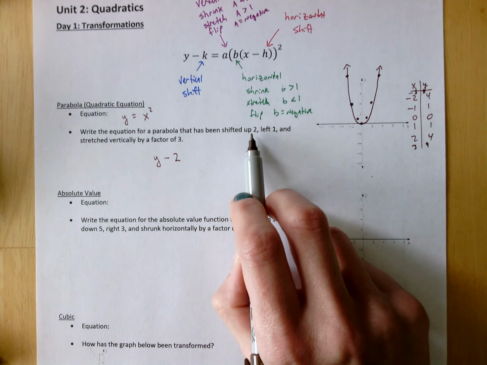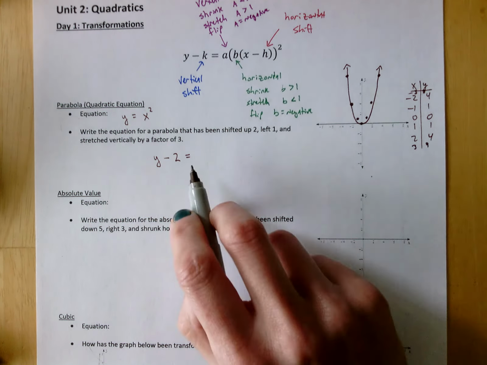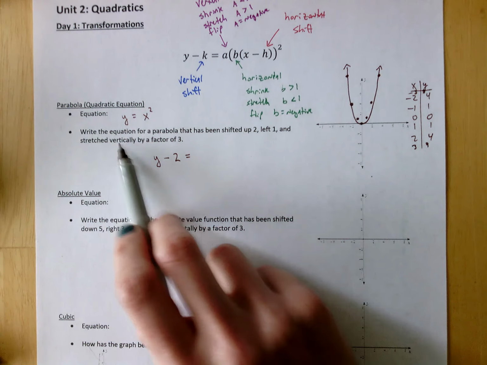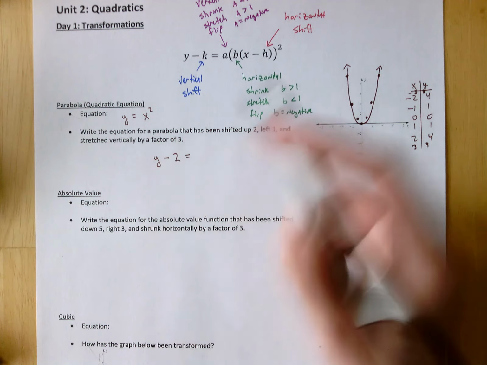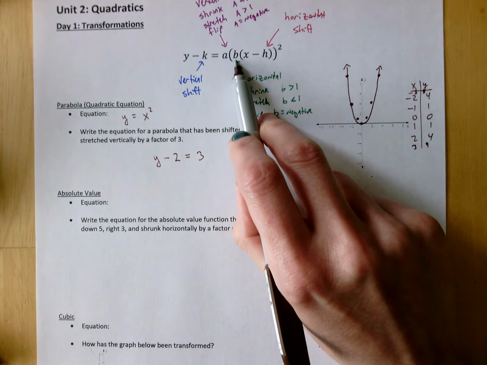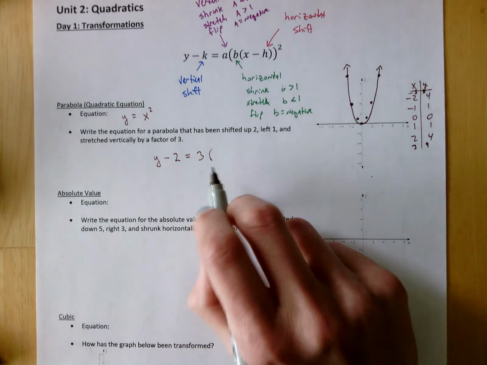No, it actually goes up 2 because that minus sign is built in. Okay, then the next thing we have is our vertical shrink, stretch, or flip. That's our A value. We've been stretched by a factor of 3. So that's going to be a 3. Okay, there's no horizontal stretch, so I don't have to worry about that. So I'm just going to have one set of parentheses.